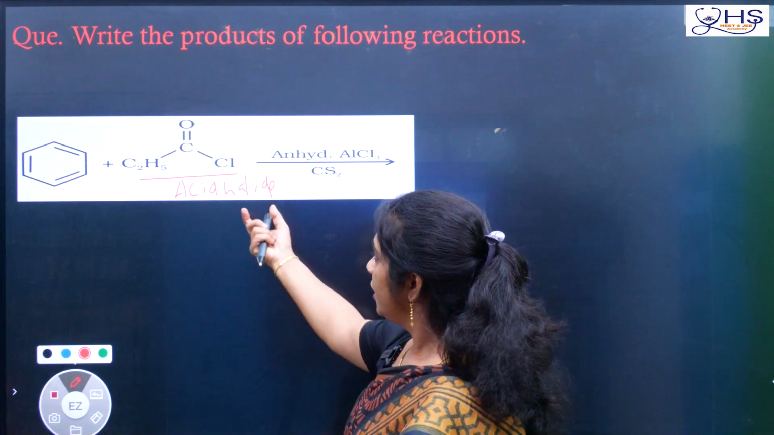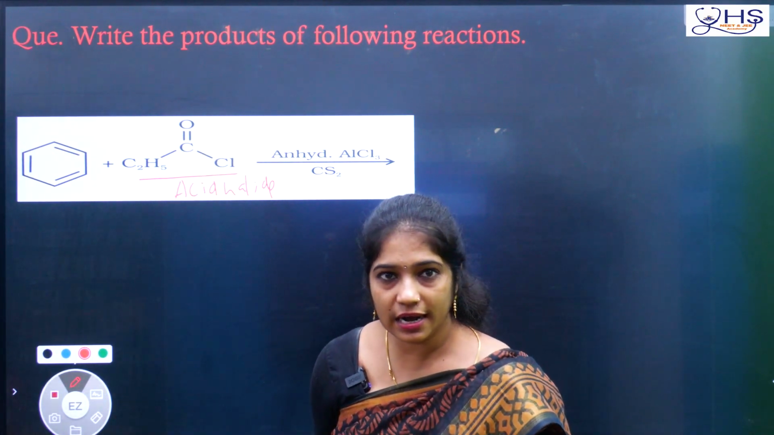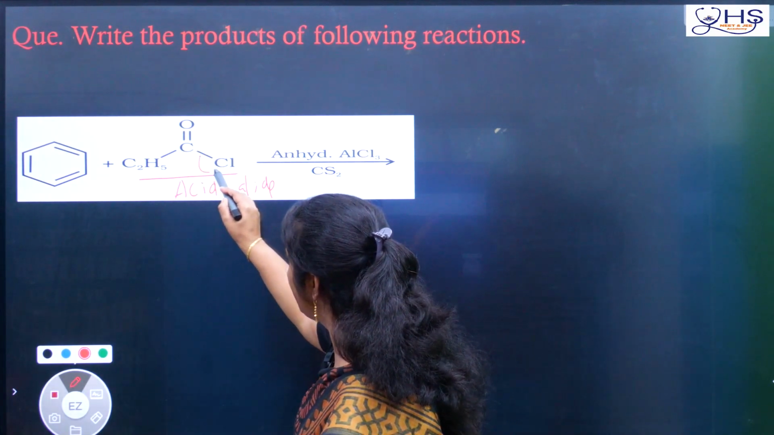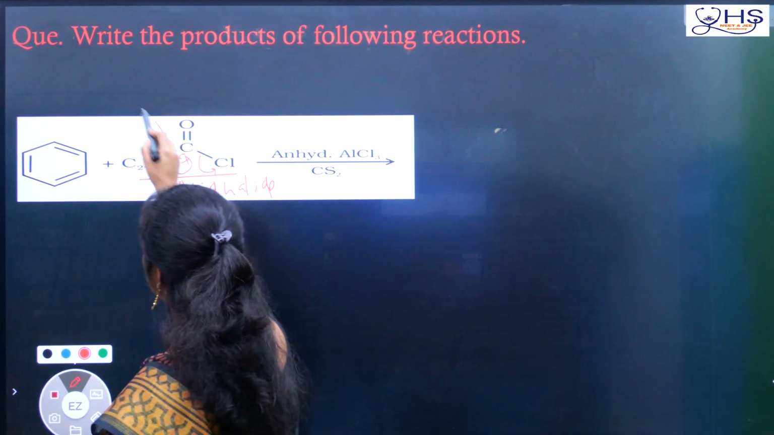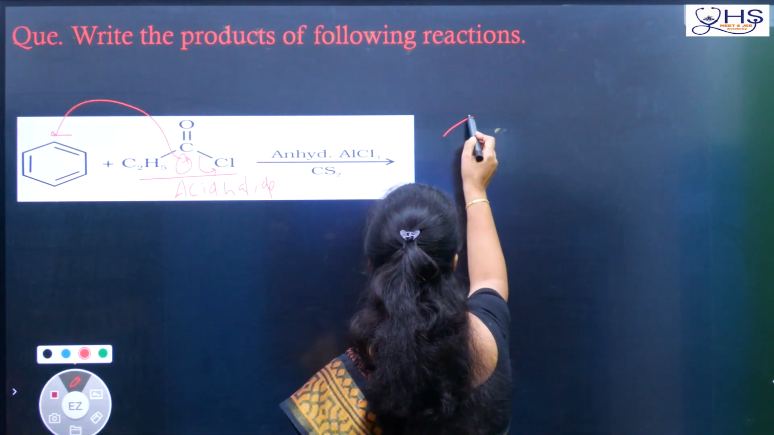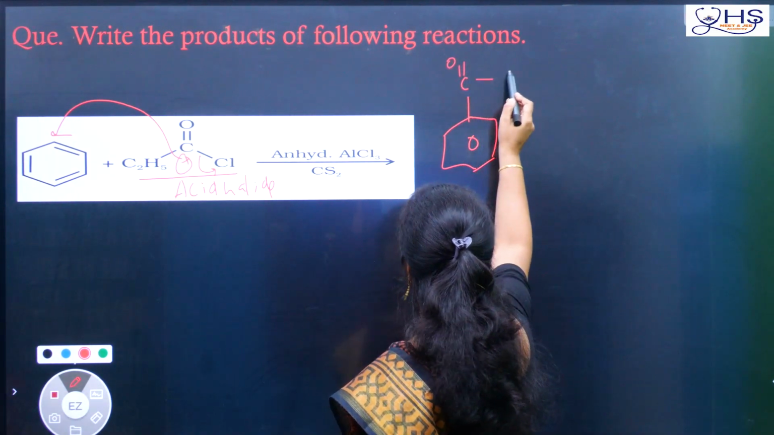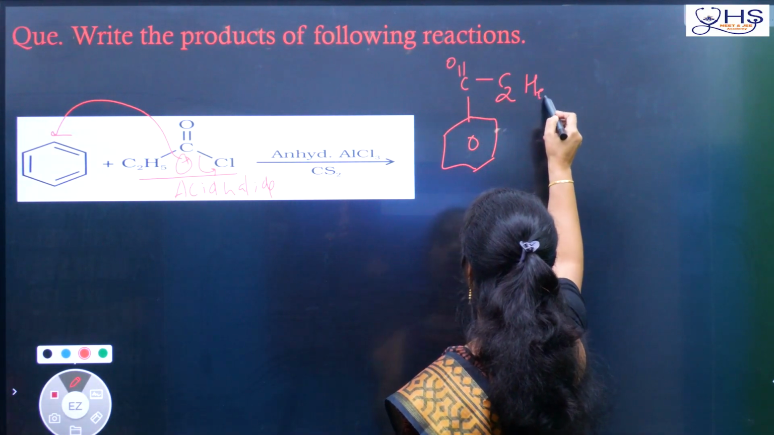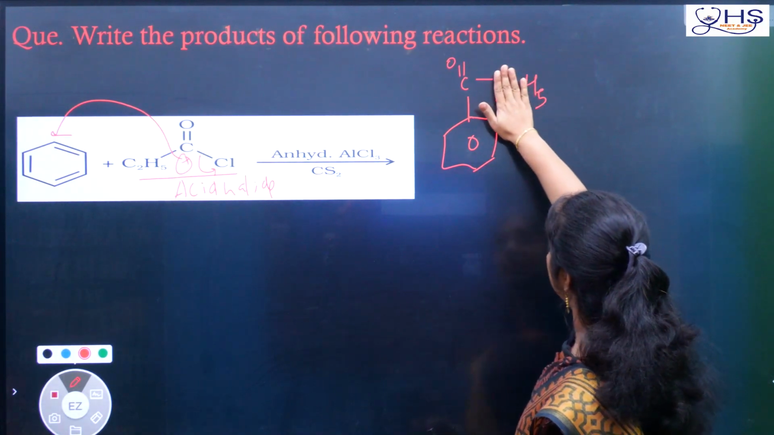What is this? Friedel-Crafts acylation of benzene. So what did we do? This chlorine we have removed, leaving a plus charge, and this will attack the benzene ring. What will we get? Our product will be C double bond O C2H5. So what are the common name and IUPAC name? Let's write the IUPAC name.